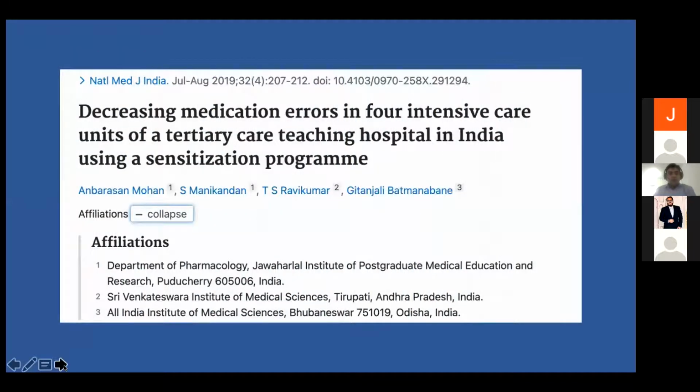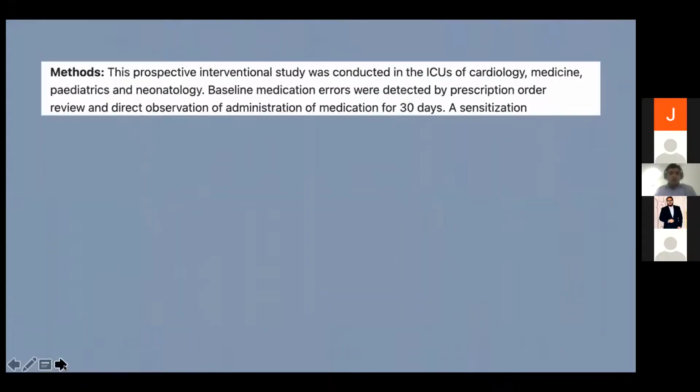Now, this was a study published from the Department of Pharmacology, JIPMER, Pondicherry: decreasing medication errors in 4 intensive care units of a tertiary care hospital. This was a prospective interventional study, conducted in cardiology, medicine, pediatric, and neonatology units. Baseline medication errors were detected by prescription order review and direct observation of medication administration for 30 days.